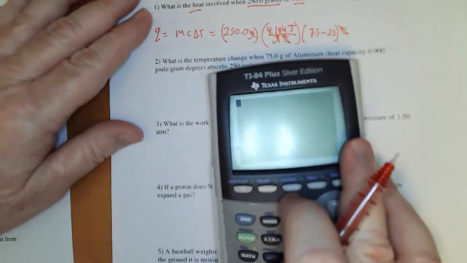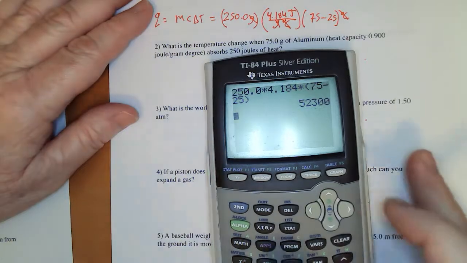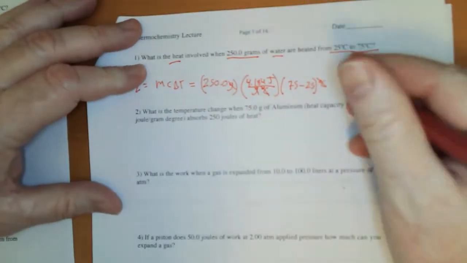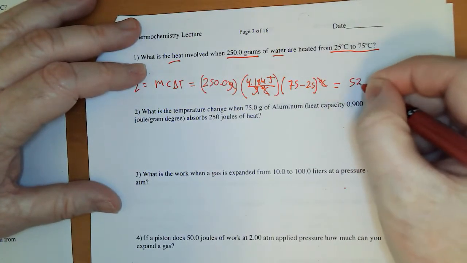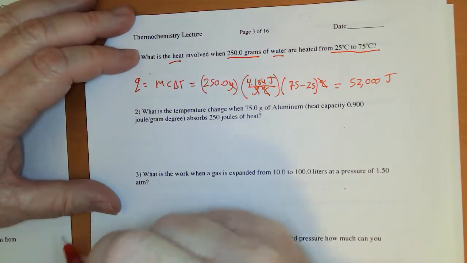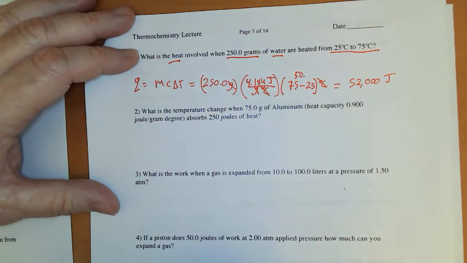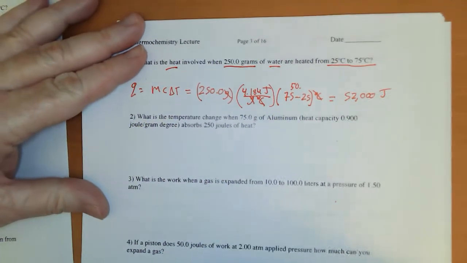Okay, so what do I have? 250 times 4.184 times, parentheses, 75 minus 25, close parentheses. Boom, 52,300. So, 52,000 joules, if I'm paying attention to sig figs. This is going to be 250.